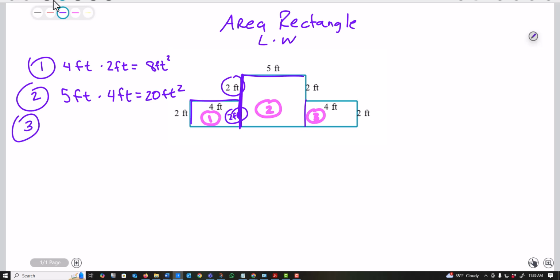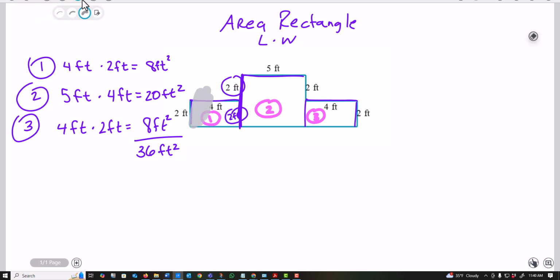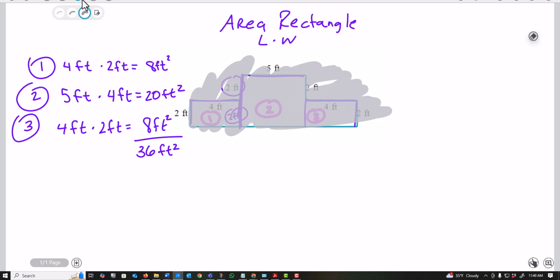And now the last one, I want my width, which is 4 feet, times my 2 feet. And I get 4 times 2, which is 8 feet squared, which makes sense. These two are the same size. So I just simply add these, and I get 28, and then plus 8, I get 36 feet squared. And that part's fine. I mean, most students might even like that way better, but I'm going to show you another way you could do this.